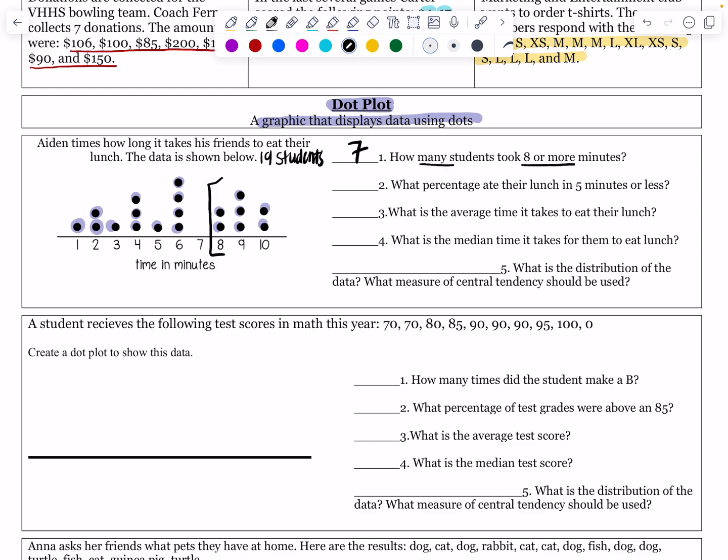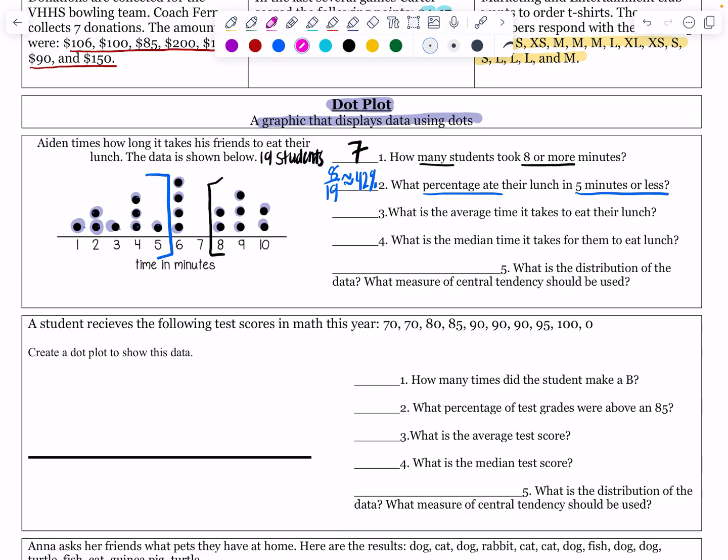Okay. Now it says what percentage ate their lunch in 5 minutes or less. I'm going to underline that. So I do include the 5-minute people. 1, 2, 3, 4, 5, 6, 7, 8. So that's going to be 8 out of 19. How do I turn that into a percentage? I divide it, and then I take that amount and multiply it by 100. That is going to give me about 42%. So about 42% scarfed down their lunch in 5 minutes or less.